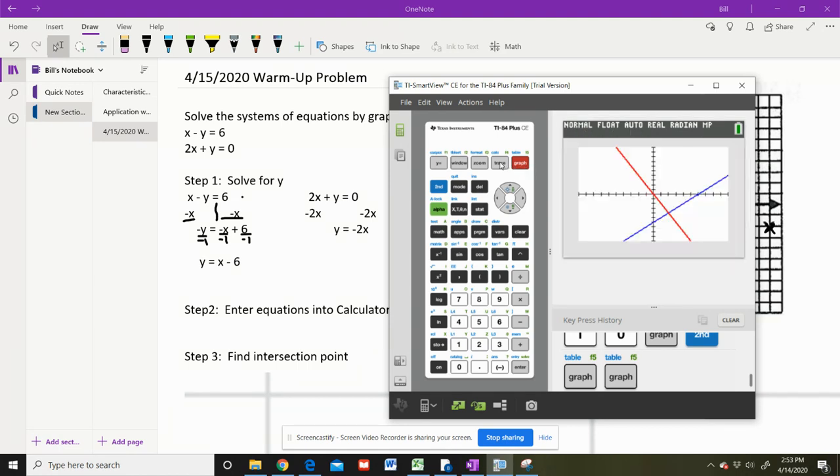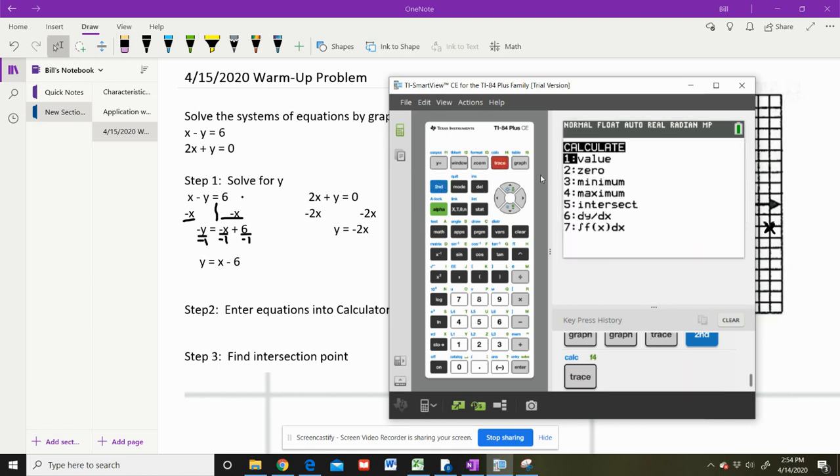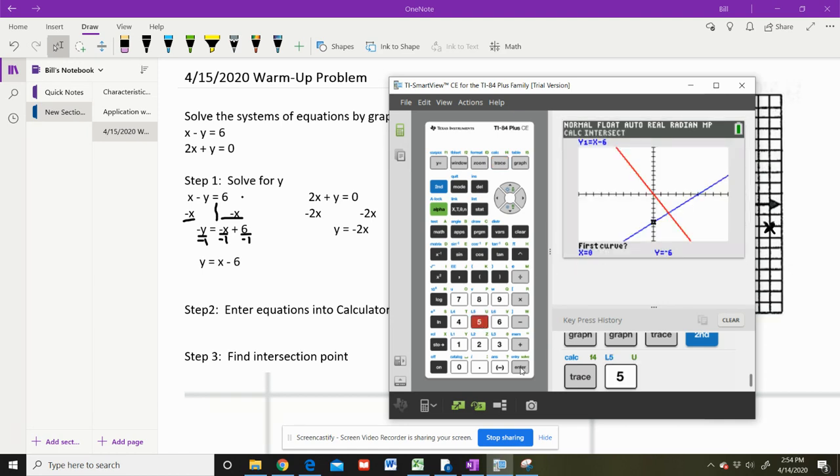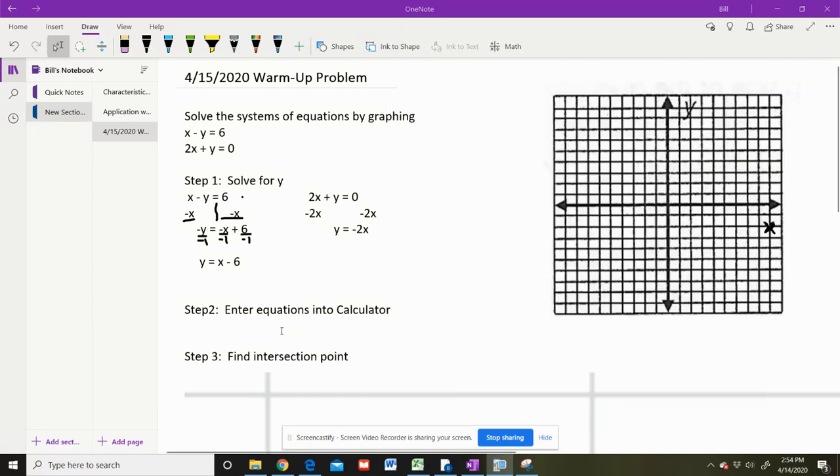The other way that we could do that is, let's see, we can go second and then trace for calc. And we want to find our intersection point. So we want to hit 5. And remember, now we just hit enter. It's saying, okay, that's the first line. This is the second line. Do you want us to guess? Sure. The intersection point, it says, is 2, negative 4. So it found it right there. So our intersection point is 2, negative 4.